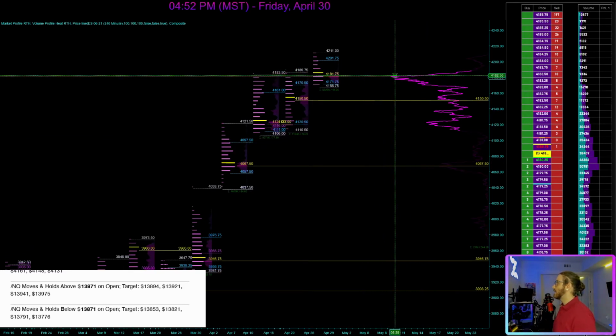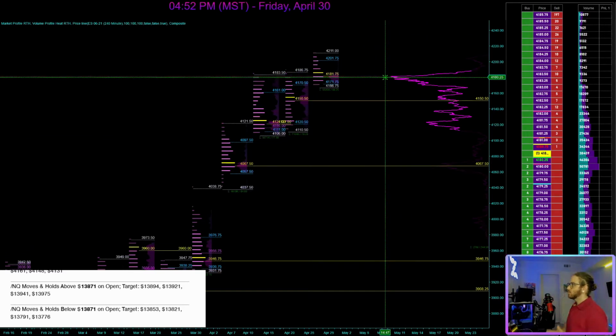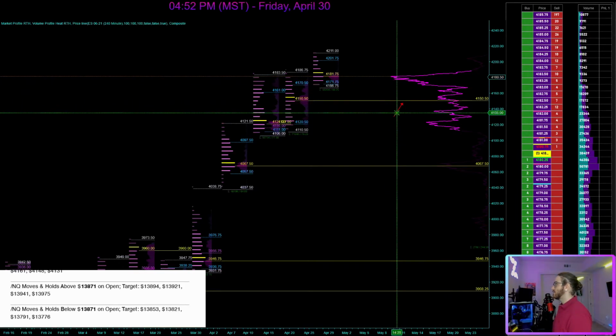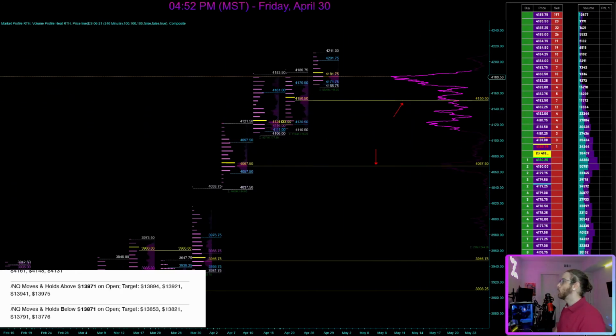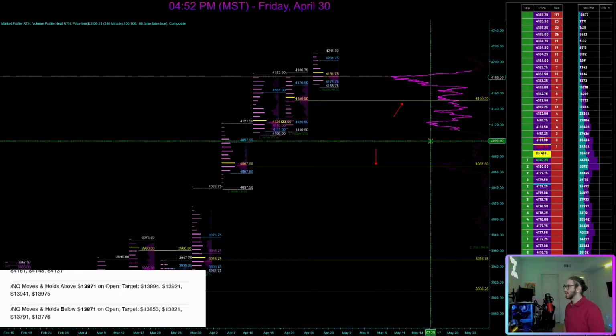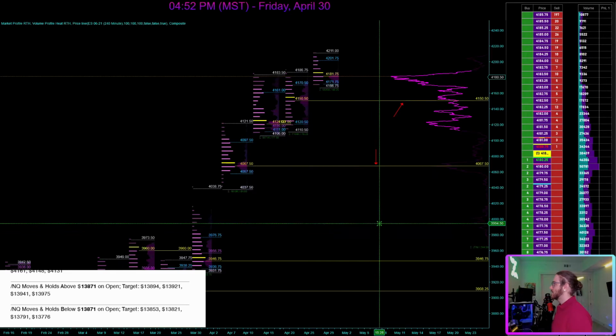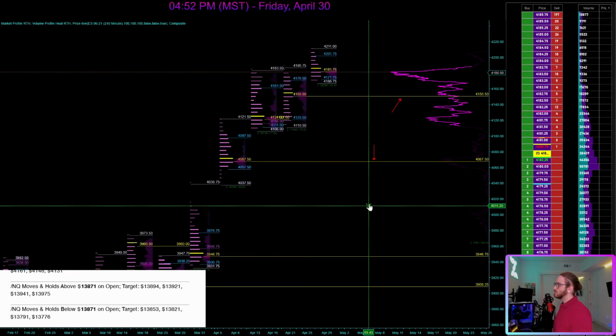We are currently right at the monthly composite point of control. So 4180-ish is going to be a very important level. 4150. I'll talk about this on Sunday a little bit more when we get into the weekly forecast, but these are levels that I'm going to be looking at in the coming week moving forward.